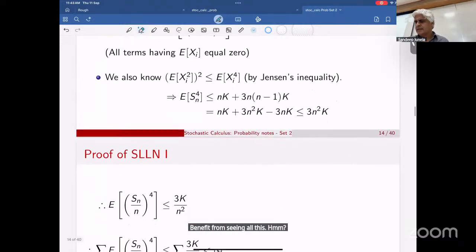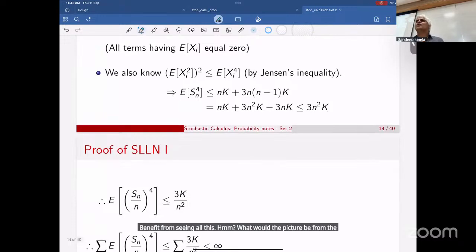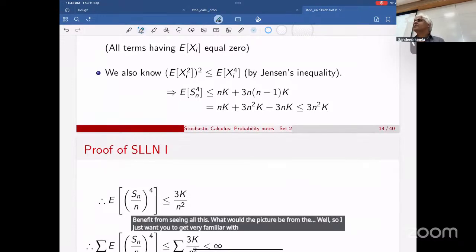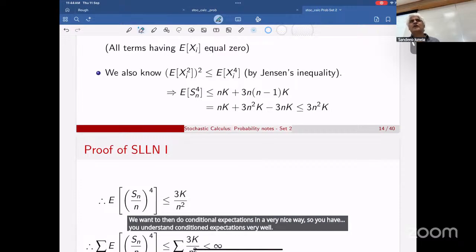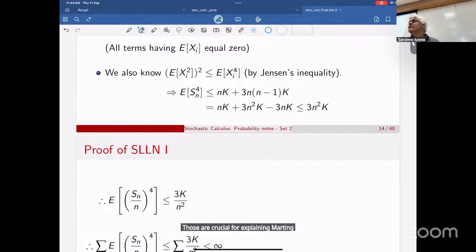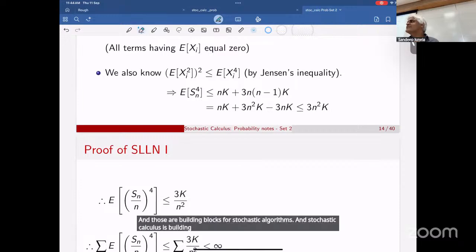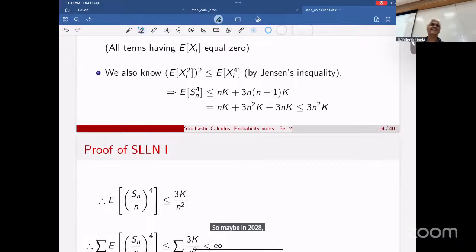What would the big picture be from here? Well, I just want you to get very familiar with probability notions. We want to then do conditional expectations in a very nice way, so you understand conditional expectations really well. Those are crucial for explaining martingales. So martingales is something that you have to understand really well. Then we'll go to Brownian motion, and Brownian motion along with martingales are building blocks for stochastic calculus. And stochastic calculus is a building block for finance. So maybe in 2028, we'll reach finance.